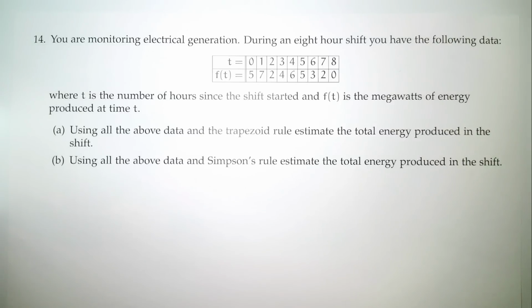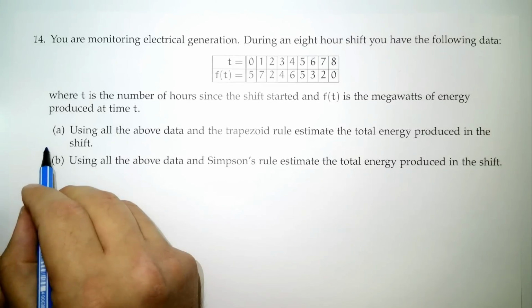So there's 2 parts, a multi-part problem. Using all of the data and the trapezoid rule, estimate the total energy produced in the shift. And part B is basically going to be the same, but instead of the trapezoid rule, we're going to use Simpson's rule. So this is all about numerical integration. We have data, and we want to estimate totals. And so you just have to remember the rules.